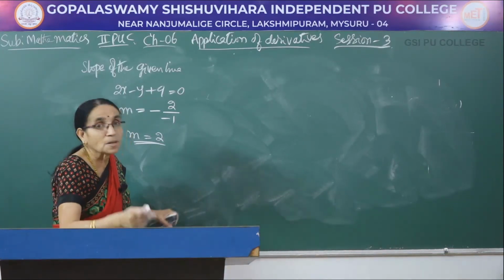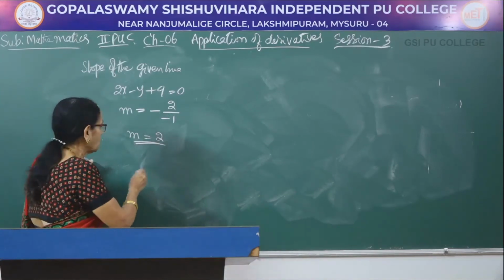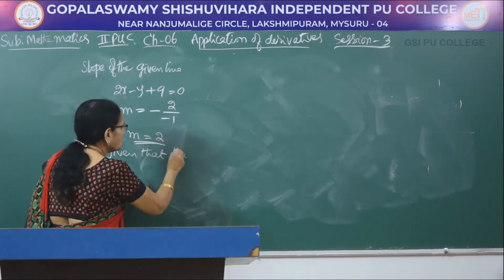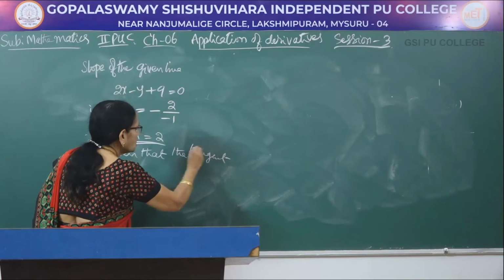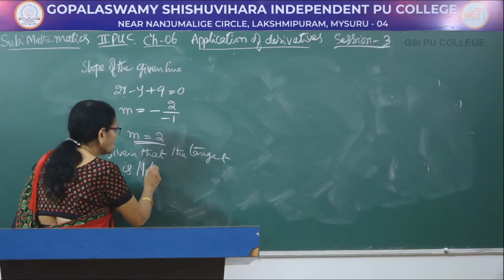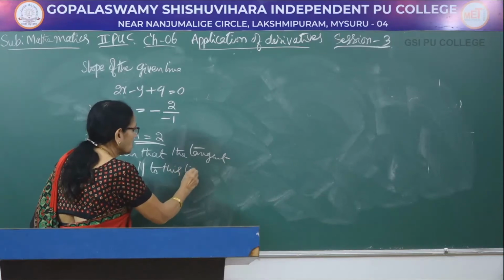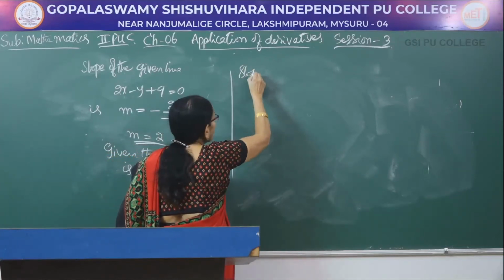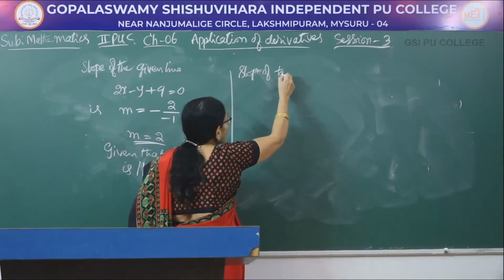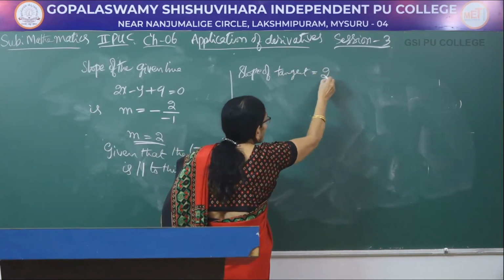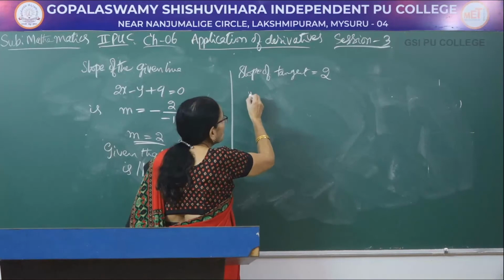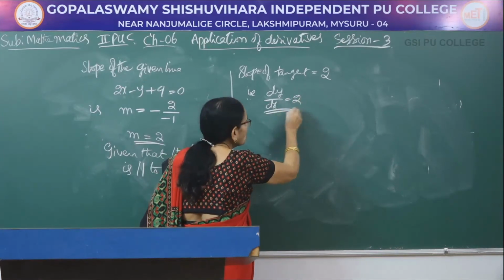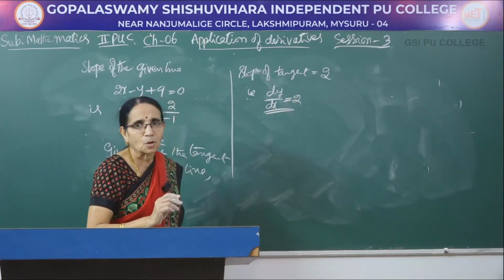But what is the other condition? First we have calculated the slope of the line, right? Given that the tangent is parallel to this line, slope of the tangent is also equal to 2. That is, slope of the tangent, as you know the geometrical meaning, dy by dx is equal to 2. So this we wanted, dy by dx equal to 2.